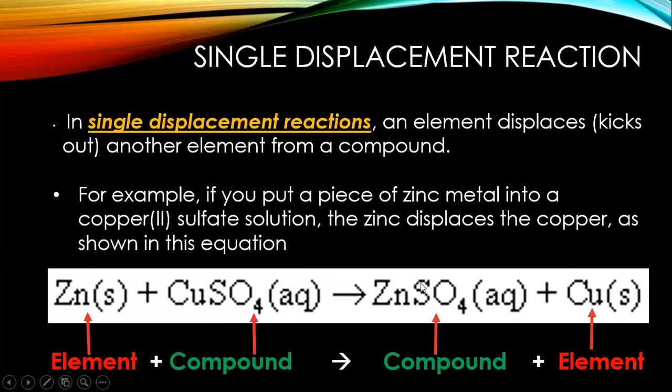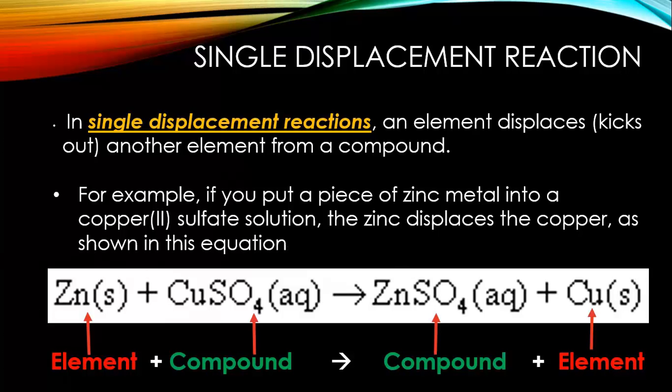So let's have a look at where things are kicked out and how this displacement works. At the start, you notice that you've got zinc reacting with copper sulfate. In the reaction, what happens is that the zinc at the start kicks out or displaces the copper in the compound, leaving the copper to sit by itself as an element in the product there.